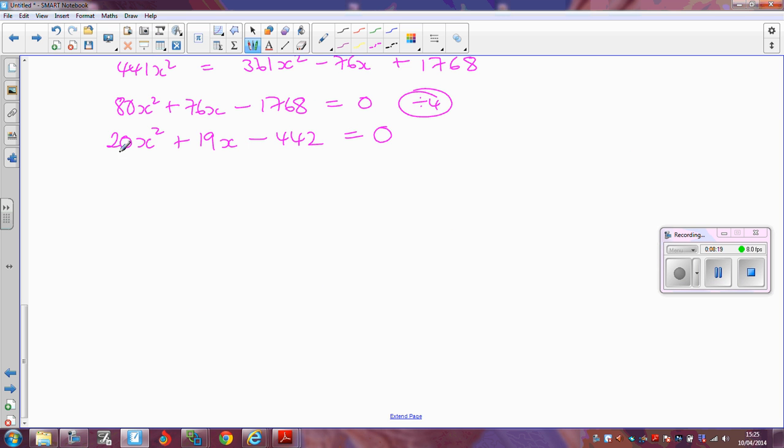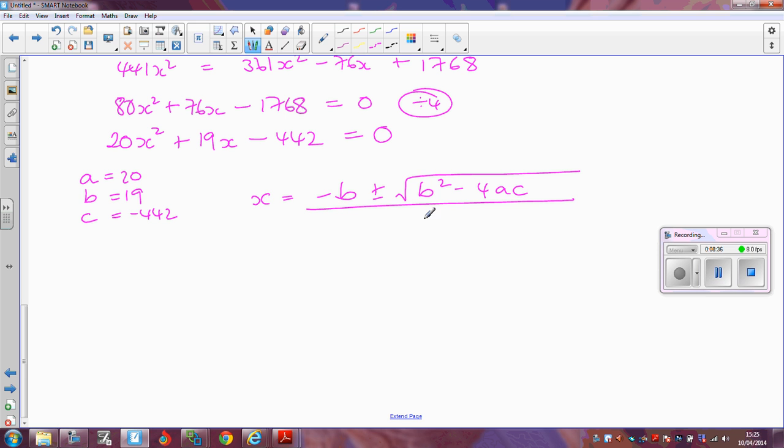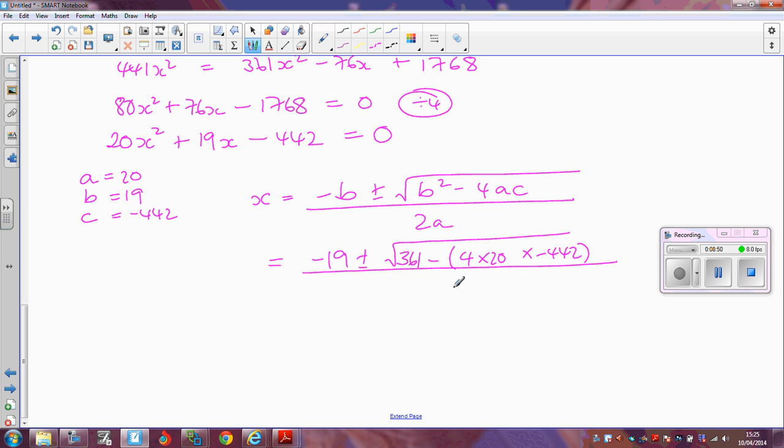Now it could well be that that factorizes, but I really can't face factorizing it, so I'm going to use the formula. A is 20, B is 19, C is minus 442. So x is equal to, quote the formula, minus b plus or minus the square root of b squared minus 4ac, all divided by 2a. And I get minus 19 plus or minus the square root of 19 squared, well that's 361, minus 4 times 20 times minus 442, and that's all divided by 2 times 20, which is 40.